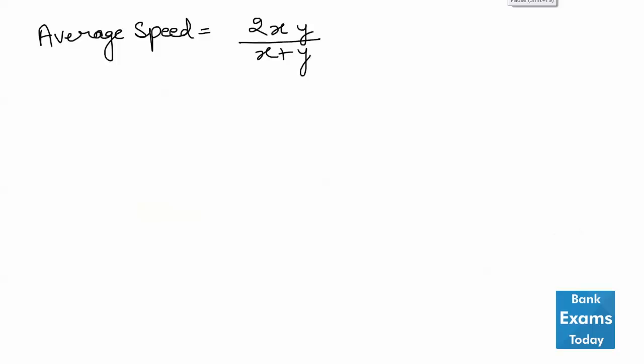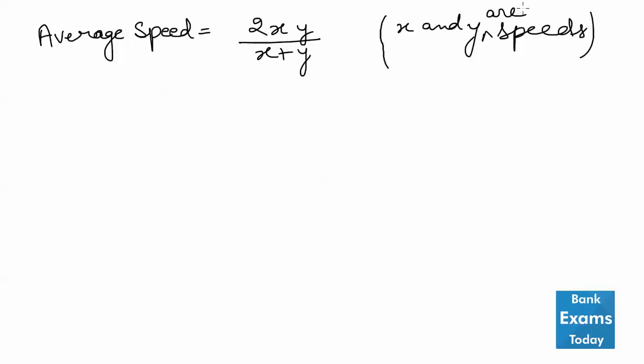So you should also know what is the average speed. So we have a very handy formula for this, that is 2xy upon x plus y, where x and y are two different speeds for which we want to find the average. So many of the students do it like this, that is x plus y over 2, and that is the wrong formula. Never do this.